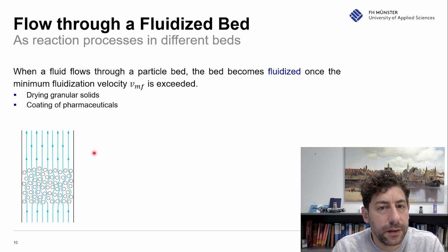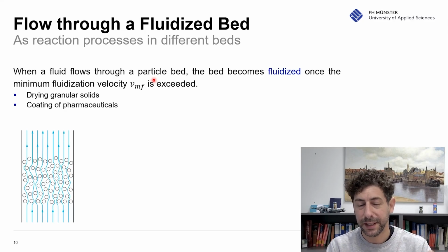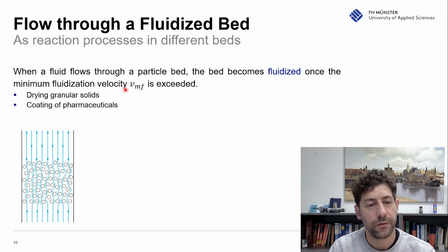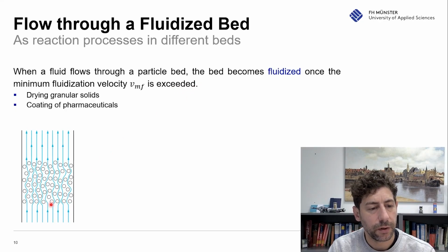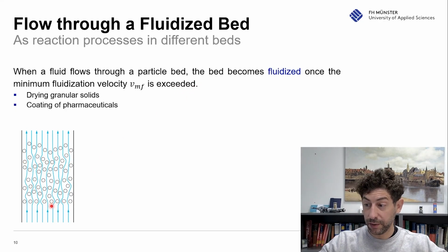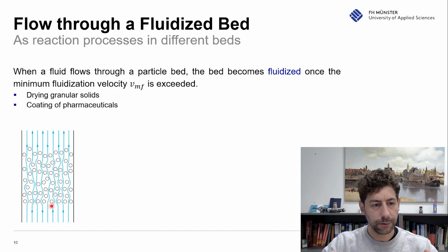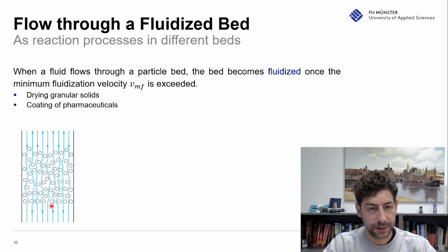And finally, there is what we call a fluidized bed. When a fluid flows through a particle bed, basically a fixed bed, the bed becomes fluidized once the minimum fluidization velocity is exceeded. And the minimum fluidization velocity is exceeded when the fluid goes very fast. So the fluid goes first slow, and then the velocity increases. And at one point, the minimum fluidization velocity is exceeded.